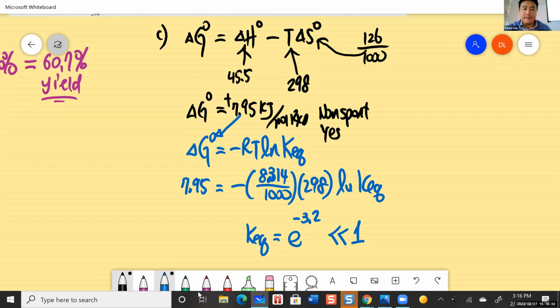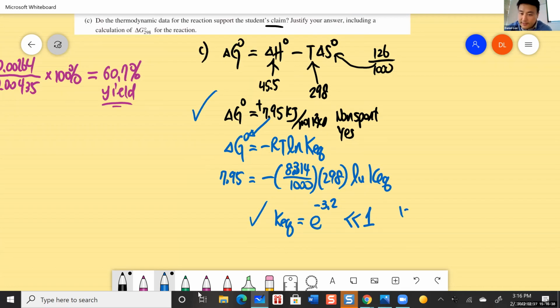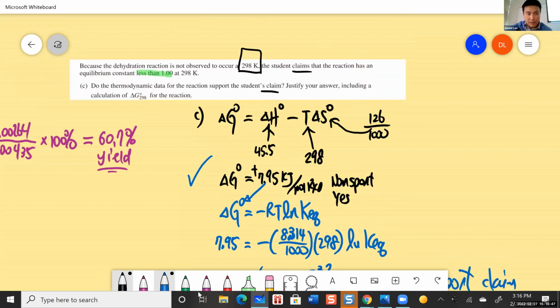The student's claim included a calculation of delta G and a calculation of the equilibrium constant. So yes, it supports the student's claim. So I read it a second time and decided to go for the equilibrium constant because his claim is on the equilibrium constant. We just have to use delta G to show that. All right, and that's it.